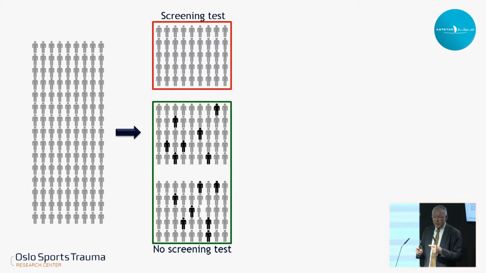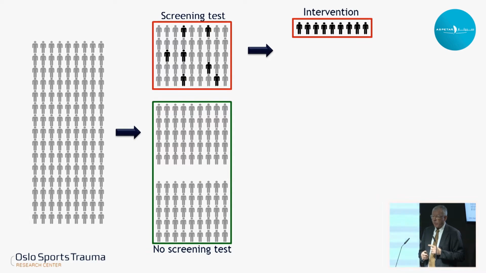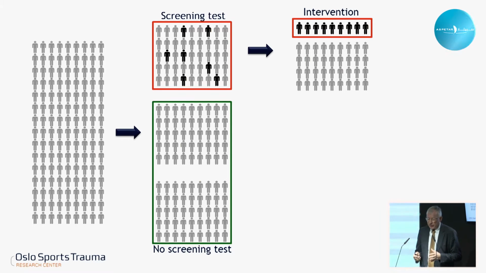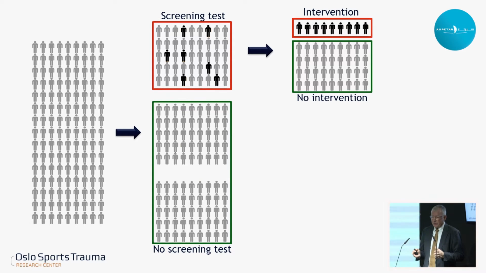But of course in both groups there will be individuals with increased risk. Only if you don't do the screening test, you don't know who they are, right? But in the group that does the screening test, we know who they are. So the next step then is, that's the whole basis of this, right? The ones who have increased risk are given an intervention. But the ones who do not have increased risk, or you think have increased risk, they get no intervention. So this is group 1.